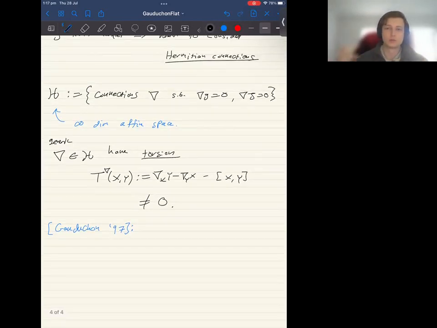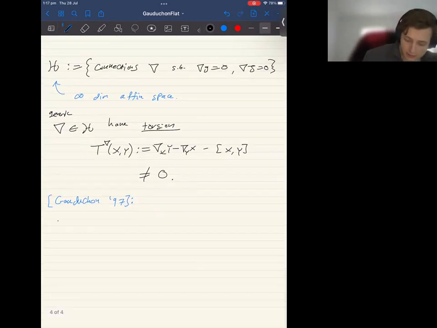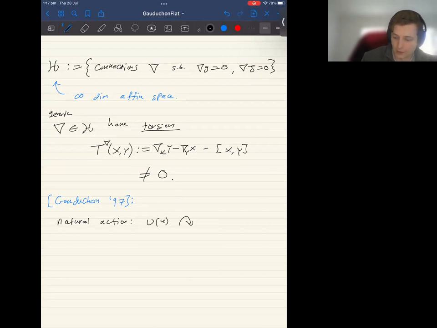Okay, so how do we pick the best connections from this space, right? Well, we use dark magic, otherwise known as representation theory. Okay, so there's a natural action of U(n) acting on the space of torsion tensors, right? So torsion tensors, they eat two vectors and they spit out another vector, right? So this would be vector valued two-forms. Okay, and U(n) acts on them, right? So these are the torsion tensors.